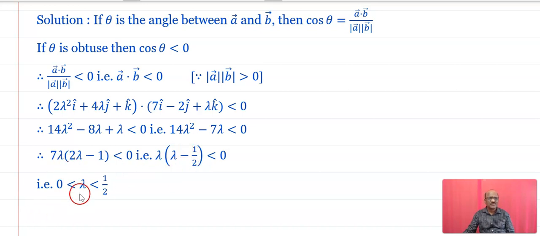Here, the value of this is negative. Okay, this is negative. When this will be negative, the value of this lambda must lie between 0 and 1 upon 2.